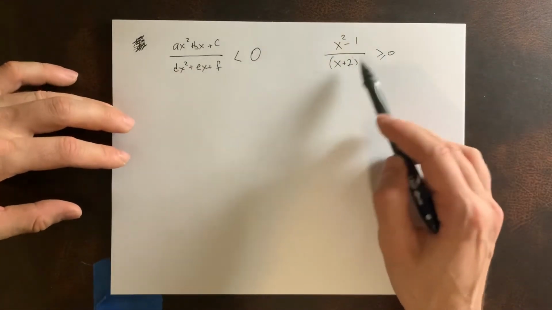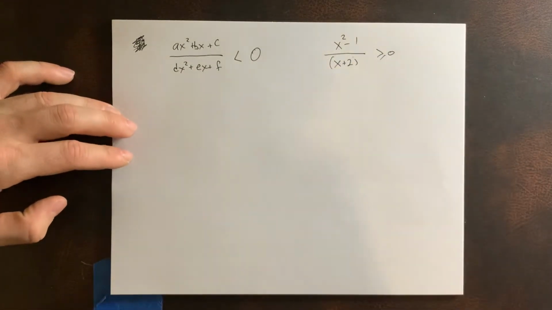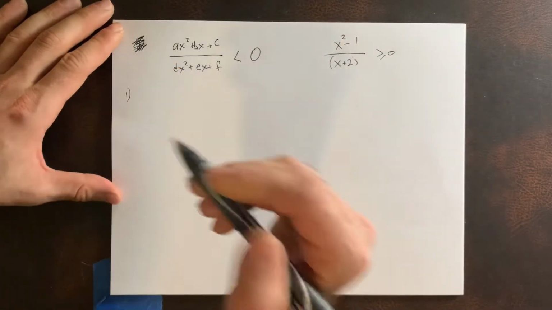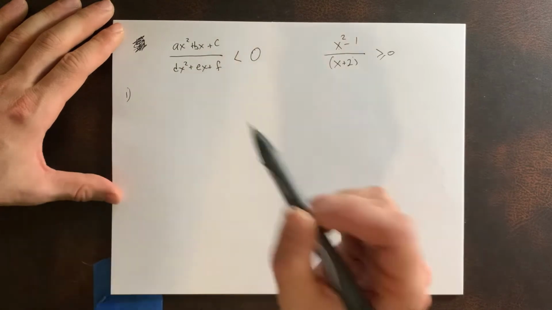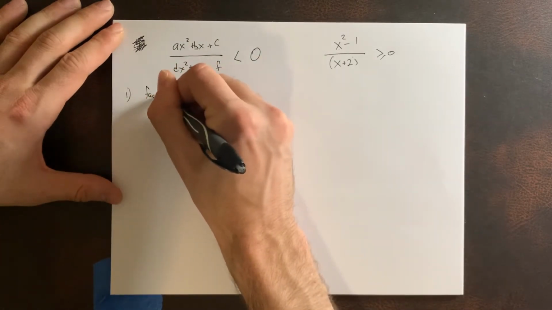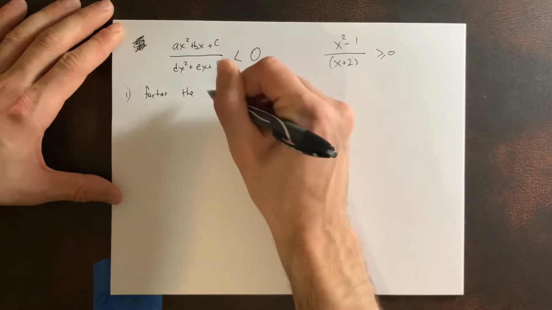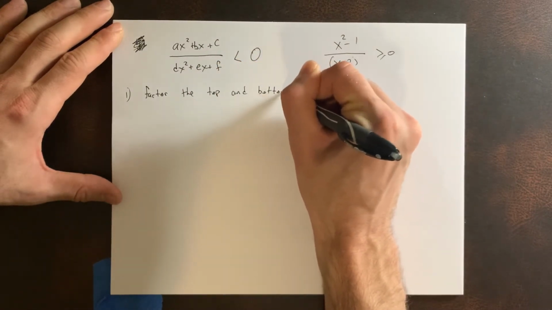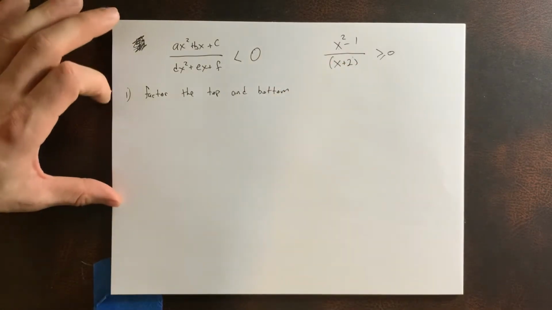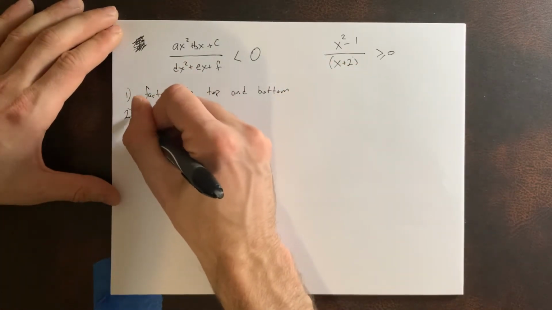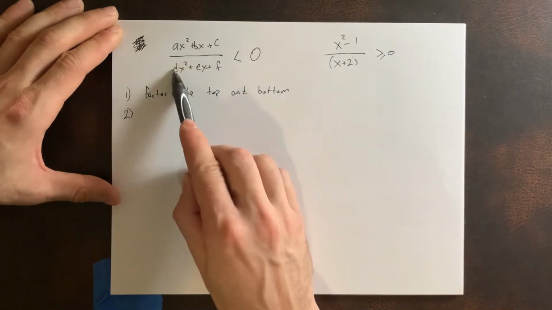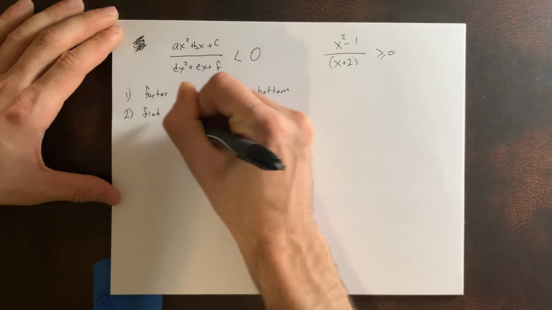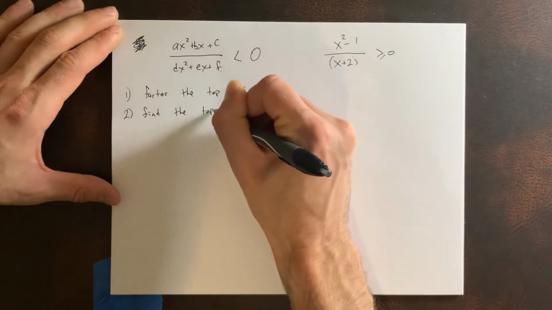So now we want to learn how to solve inequalities that look like this. There's going to be a sequence of steps that we always follow. The first step is to factor the numerator and factor the denominator. So let's factor the top and bottom. Once we factor the top and the bottom, we want to find the zeros of the top and the bottom, meaning we set the top equal to 0, set the bottom equal to 0, and see what x values we get. So let's find what we'll call the top zeros and bottom zeros.